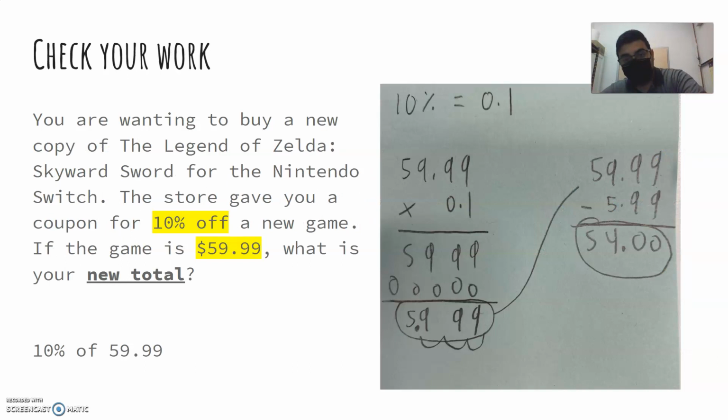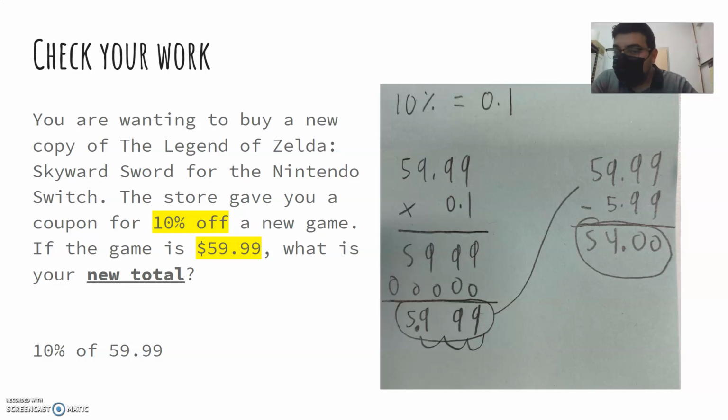I didn't give you enough time. There you go. All right. So now let's check your work. So highlight the 10% off, $59.99, and you want to highlight new total. So all you're doing is finding 10% of $59.99.